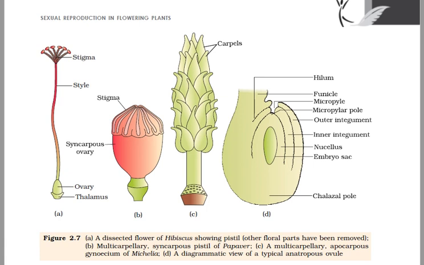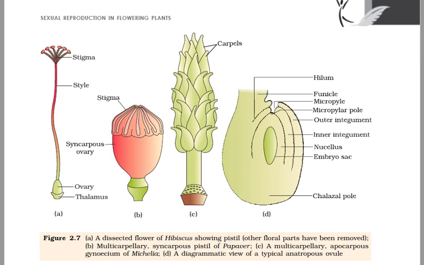Now we come to the different parts of the pistil. The stigma. It is the swollen tip where the pollen grains are dropped during the process of pollination. I repeat, stigma is a swollen tip where the pollen grains are dropped during the process of pollination. The style, it is a long slender part, beneath the stigma. And the basal swollen part of the pistil is ovary. Ovary is a very important part of the flower.